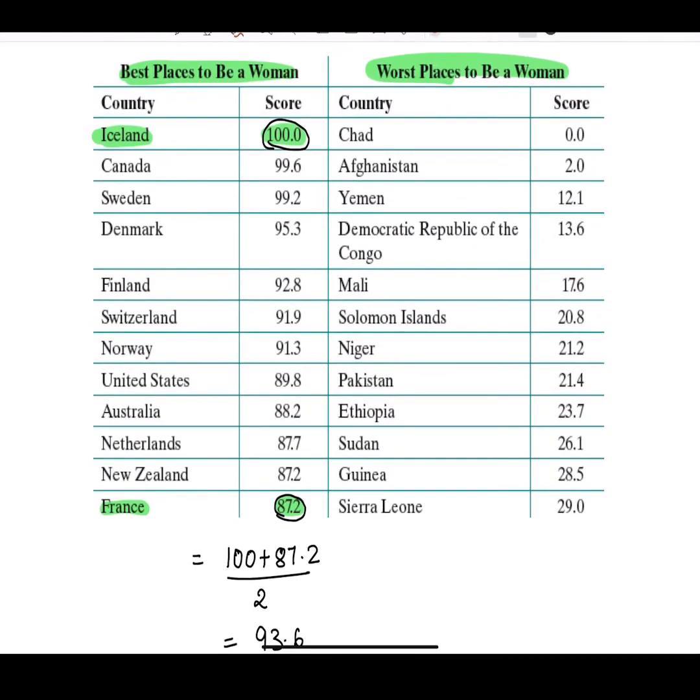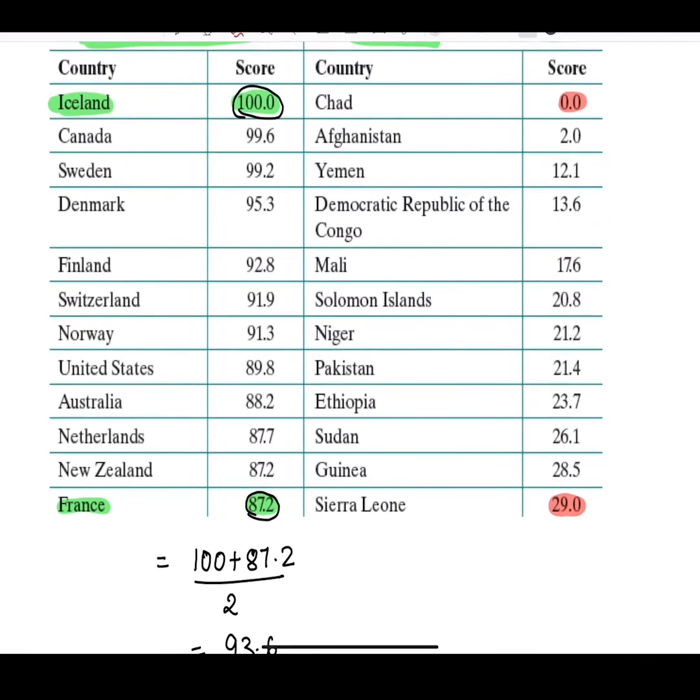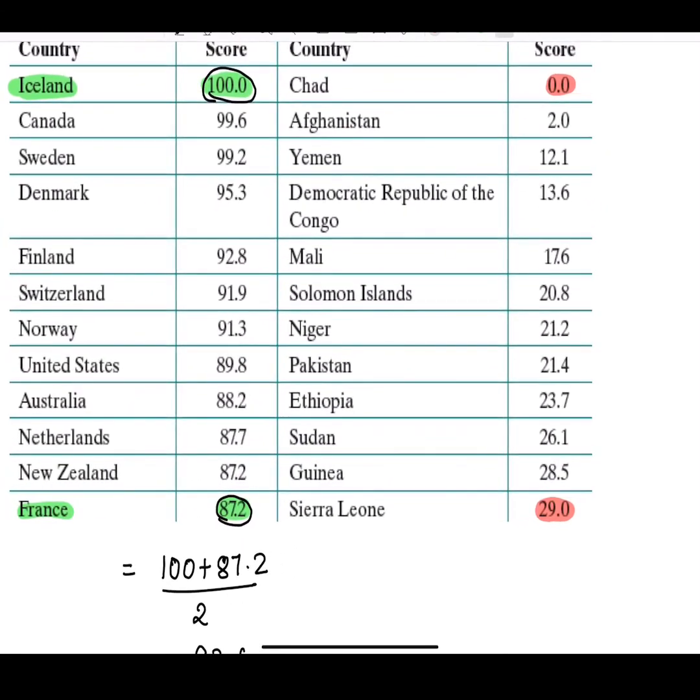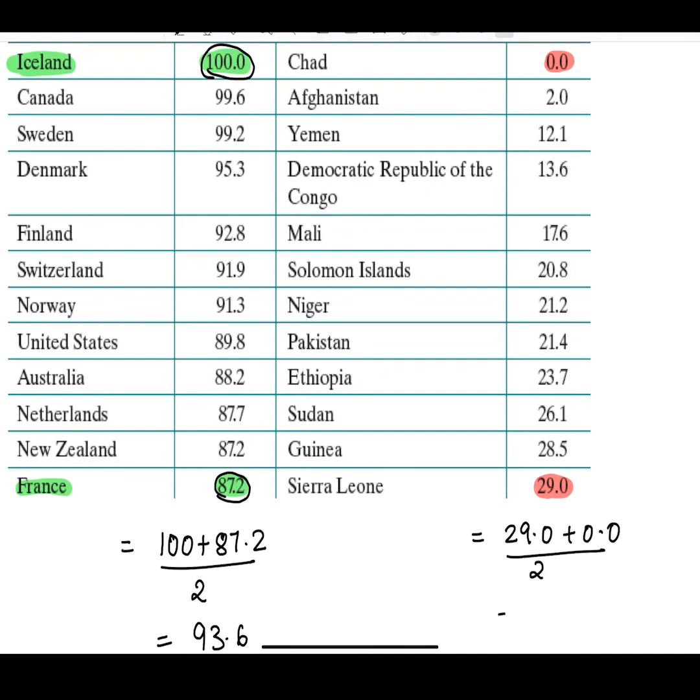Now let's look at the worst places. The worst place to live is Chad, and the highest here is Sierra Leone. I'm guessing I'm saying it wrong. Yes, 0 and 29. So the midrange for the worst places is 29.0 plus 0.0 divided by 2. So what do I end up with? 14.5 is my midrange. So that is the midrange for the worst and the midrange for the best.